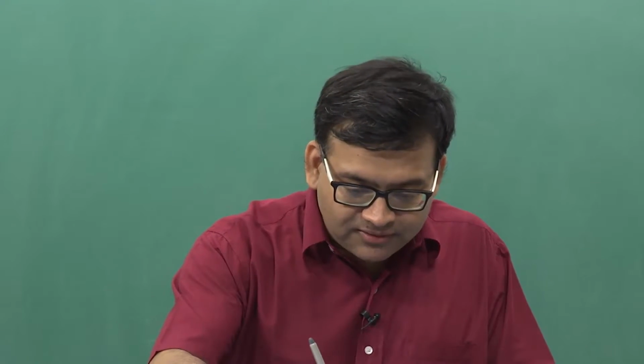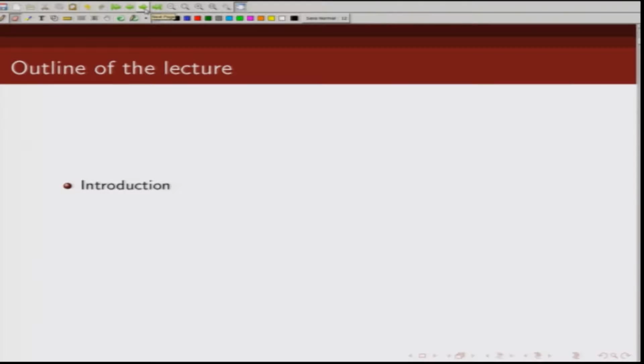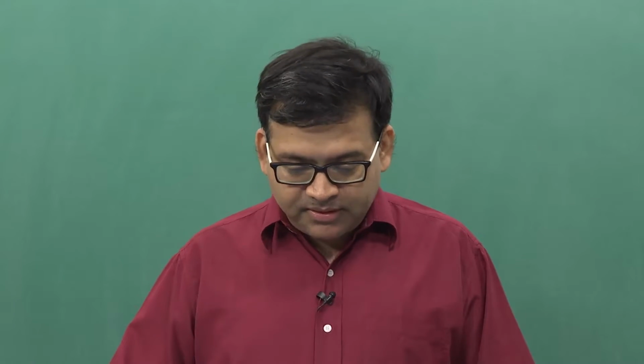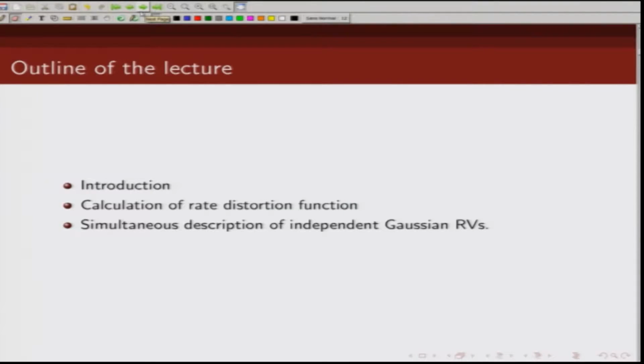We will start off this discussion on rate distortion theory with a brief introduction and a few definitions. I will define what a rate distortion code is and what we mean by a rate distortion code being achievable. Then we will calculate the rate distortion function for some simple examples like a Bernoulli source with Hamming distortion measure, a Gaussian source with squared error distortion measure, and we are going to talk about the description of independent Gaussian random variables, but they are not necessarily identically distributed.